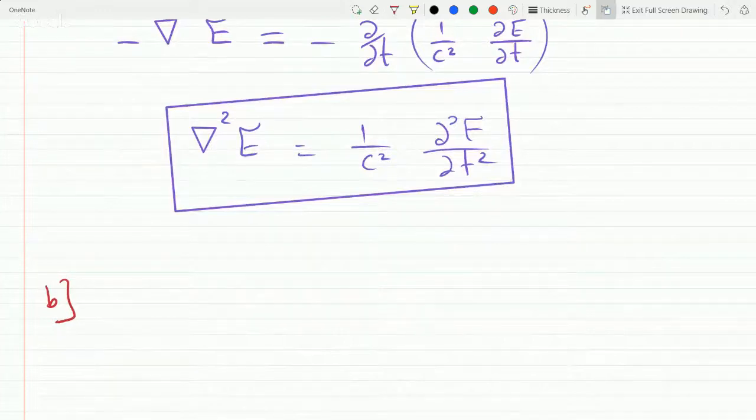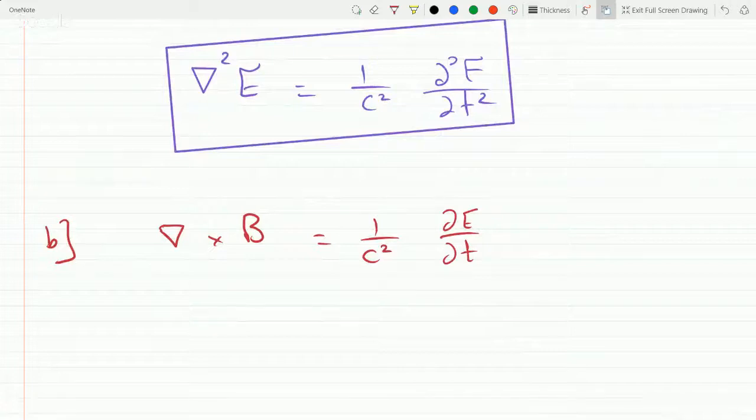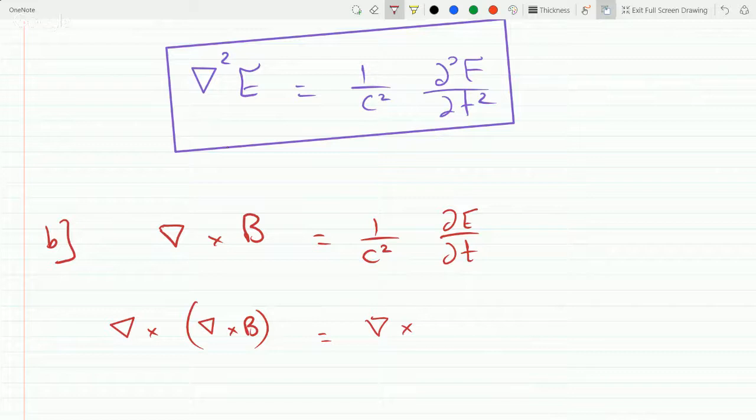So that's curl of B is equal to 1 over c squared dE over dt. Okay, so I'll take the curl of both sides. 1 over c squared dE. Now, since 1 over c squared is a constant, I can pull this and put it outside.